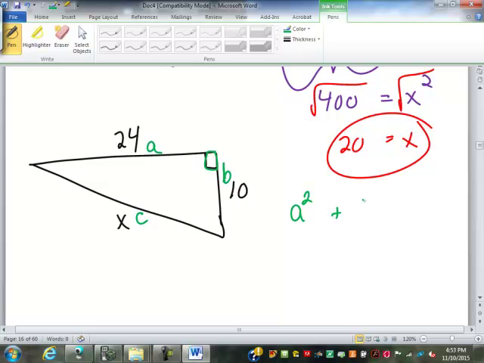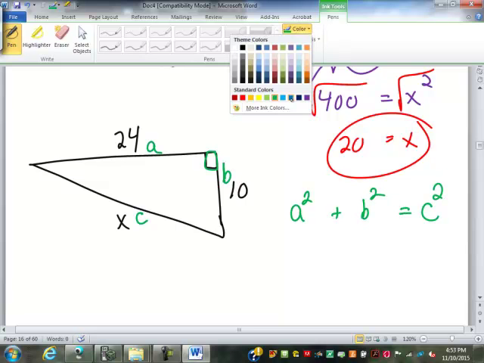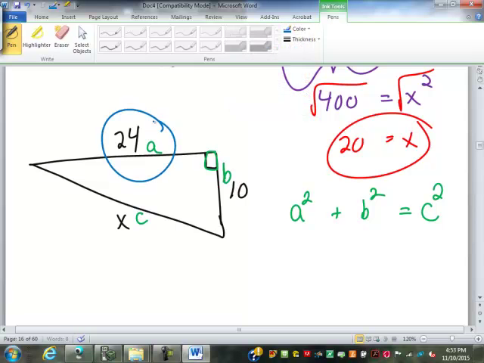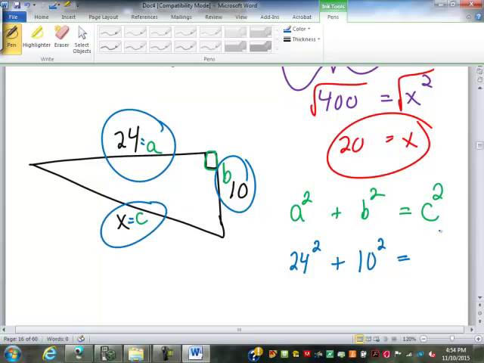So again, A squared plus B squared equals C squared. Now I'm going to substitute in. A is with the 24, so A squared becomes 24 squared. B is associated with the 10, so B squared becomes 10 squared. And C is on the same side as the x, so C squared becomes x squared.